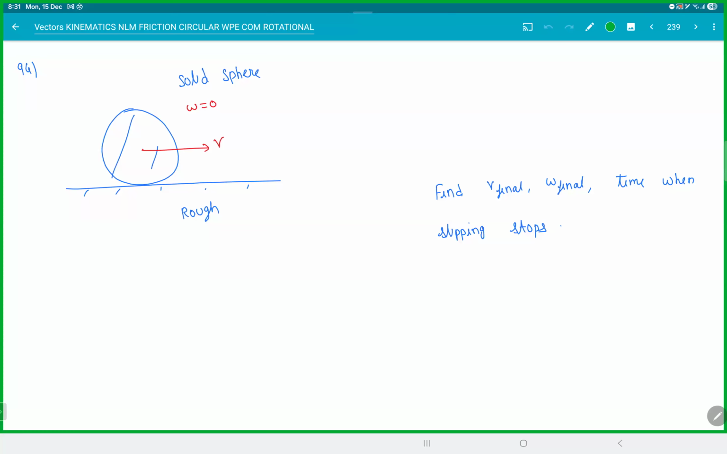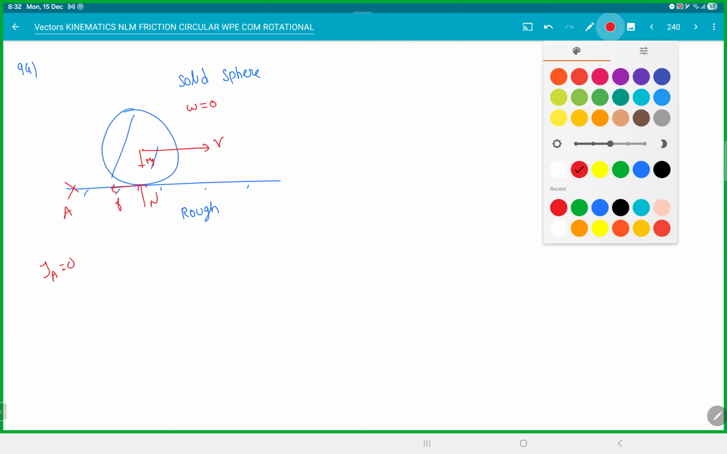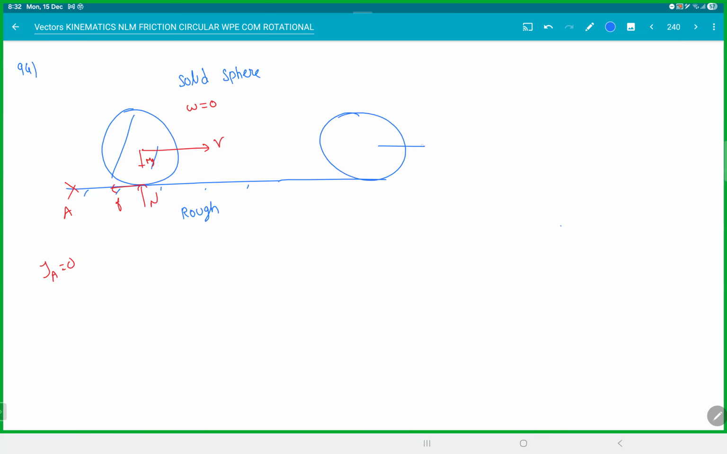So how do you do this thing? This is a pretty important question. You should definitely check it out in case you don't know how to do this. So when this guy is rolling, if you look at the forces, we have friction backward, N and mg here. N will be mg because the center of mass is not going up and down. If you take torque about any point A on the ground, torque about A is 0 because friction passes through it. Eventually, this will get some speed v final, omega final.